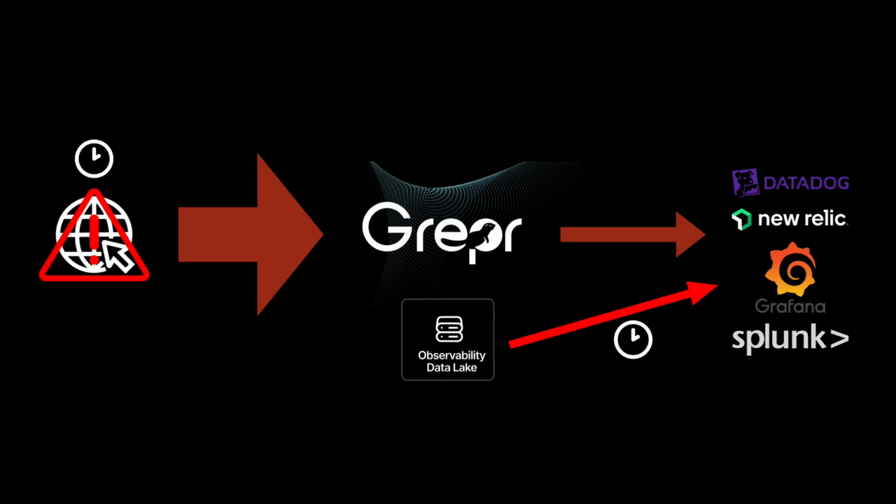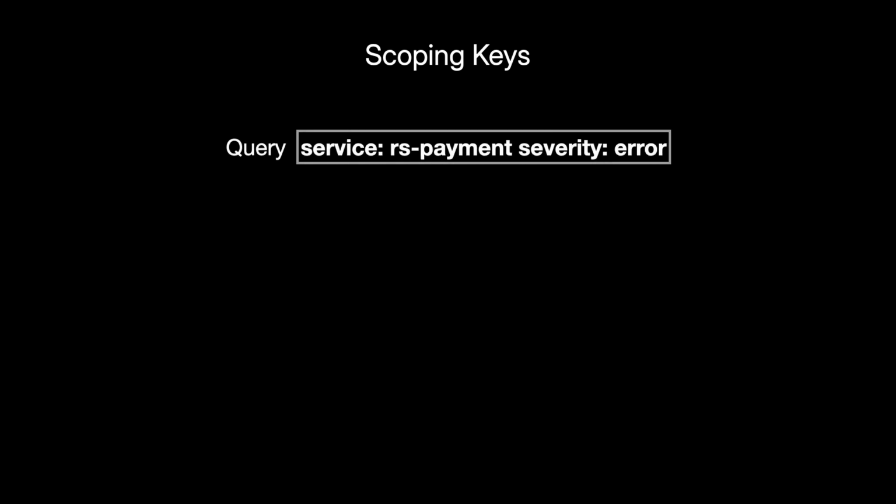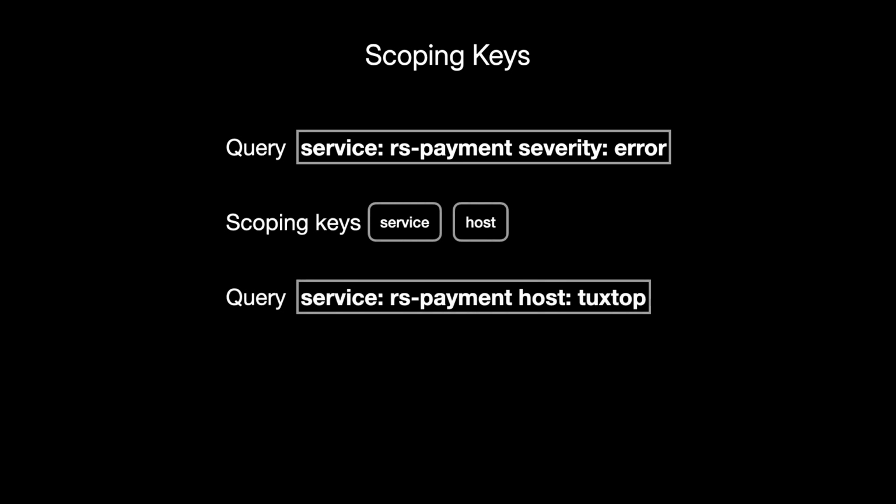Scoping keys are used to build the query for the data backfill and to select the data that is temporarily not aggregated. For example, using this trigger query will cause the exception to fire when an instance of the payment service logs an error message. Selecting scoping keys of service and host results in this query being used to backfill previously aggregated data and temporarily stop aggregation of matching data, when the instance of service that logged the error was running on host tuxtop.